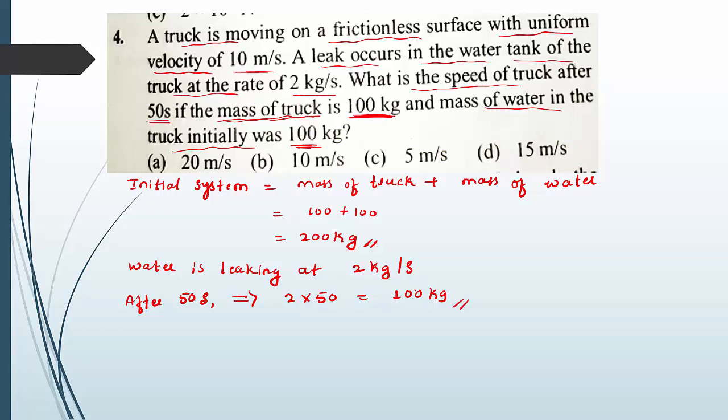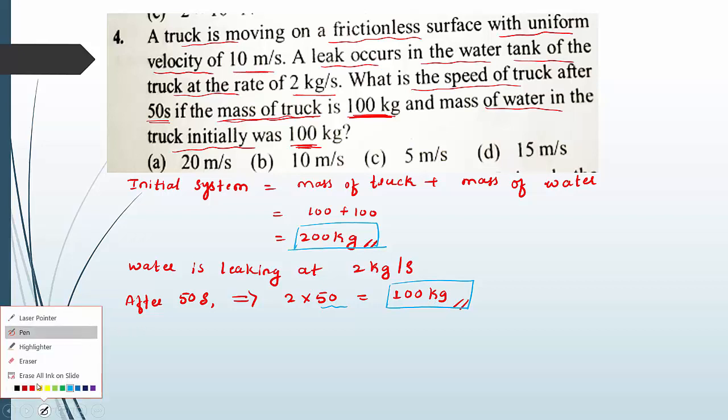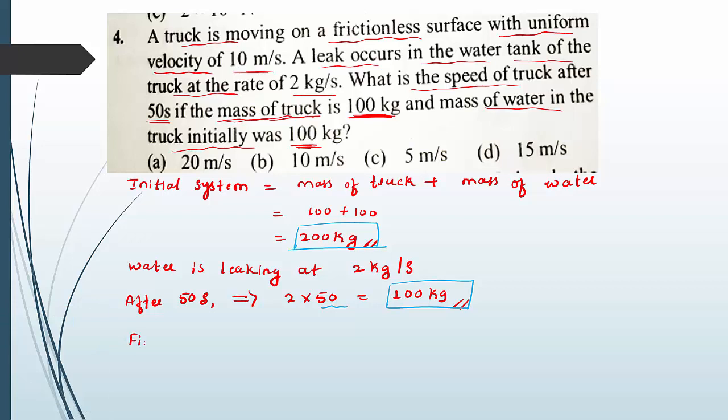Is it clear? Then what is the final mass of the system? This is initial mass. 200 kg is what? This is initial mass. After 50 seconds, 100 kg water leakage occurs. Now we have to find the final value. So final mass of the system. How to write the final mass of the system?